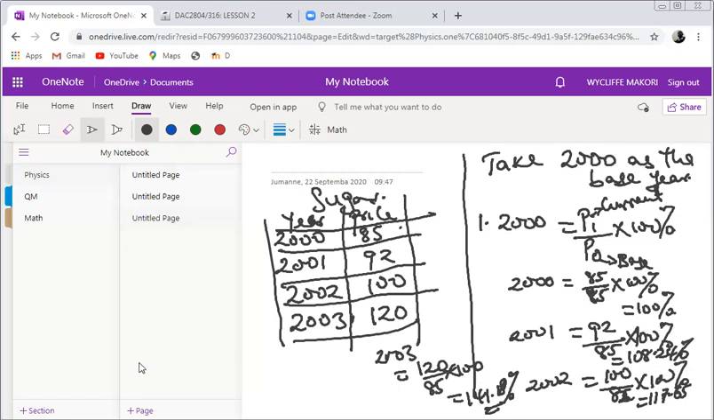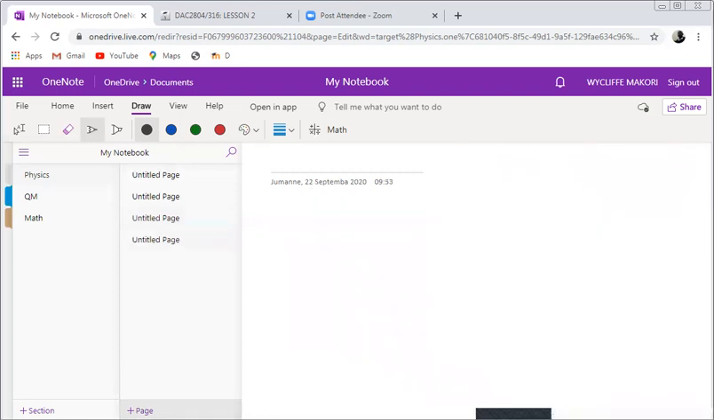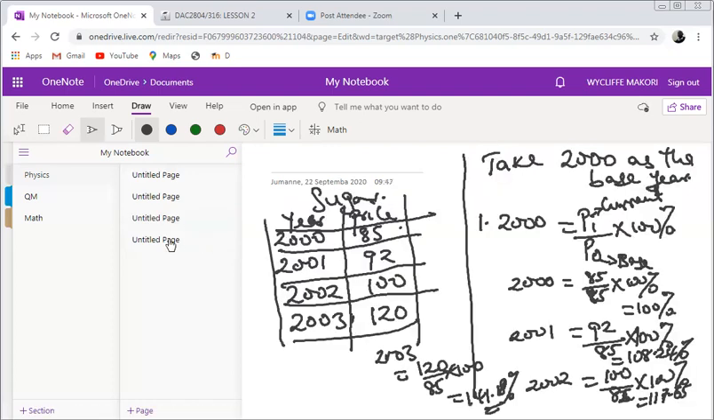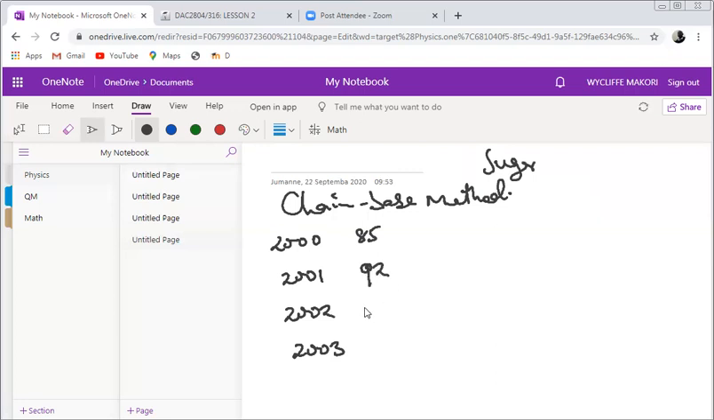Under the simple index number, you can also be asked to calculate the index number using the next method, which is the chain-based method. When we talk about the chain-based method, you will find that it is going to be like a chain. If we are talking about the same sugar, and we have the year 2000, 2001, 2002, and 2003, whereby the prices were 85, 92, 100, and 120.